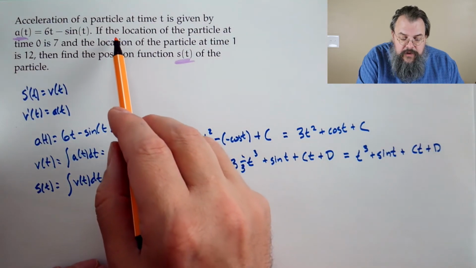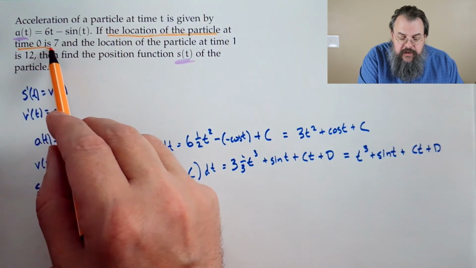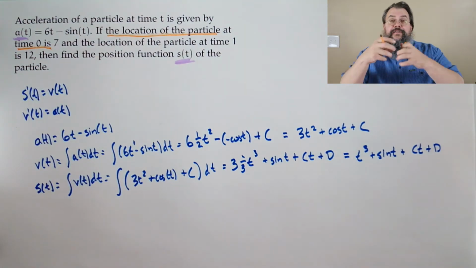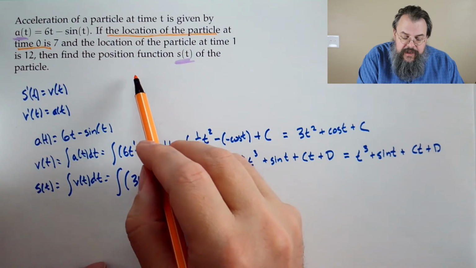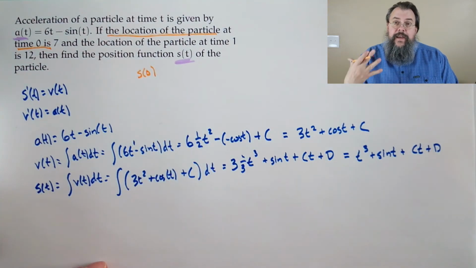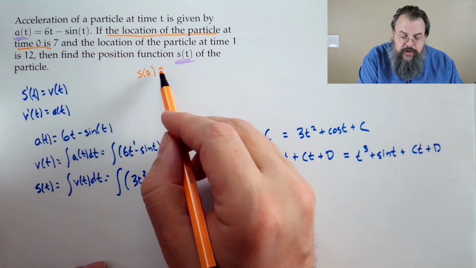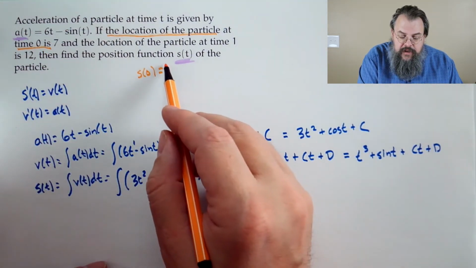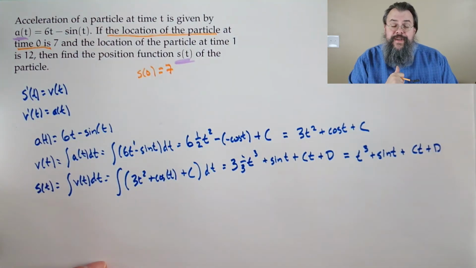Okay, so the first piece: the location of the particle at time 0 is 7. This is a very long way to say the location of the particle at time 0 is S of 0, right? Because S is location, and when we plug in 0, that's another way of saying S of 0 equals 7. So that's one piece of information.